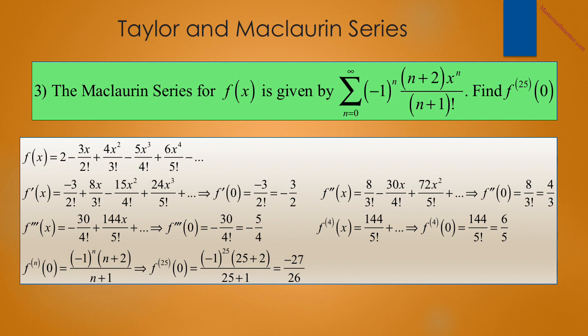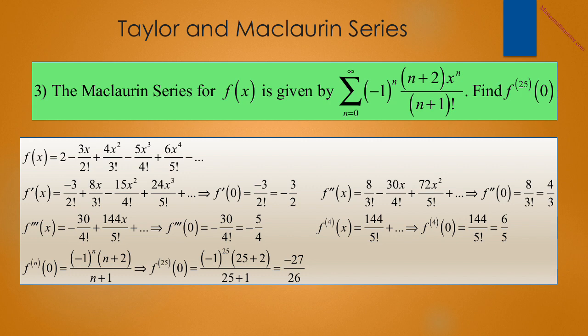So f prime of x is equal to -3 over 2 factorial plus 8x over 3 factorial minus 15x squared over 4 factorial plus 24x cubed over 5 factorial plus ... And f prime of 0 is equal to -3 over 2 factorial, which is -3 over 2. We take the second derivative and get 8 over 3 factorial minus 30x over 4 factorial plus 72x to the 5th over 5 factorial plus ... Again, plugging in 0, we only have to worry about the first term, which is 8 over 3 factorial, which is 8 over 6, reducing to 4 over 3.